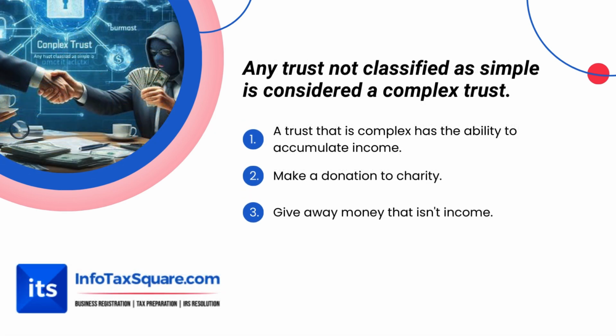Any trust not classified as simple is considered a complex trust. Number 1, a trust that is complex has the ability to accumulate income. Number 2, make a donation to charity. Number 3, give away money that isn't income.